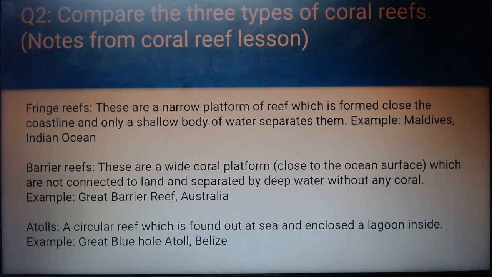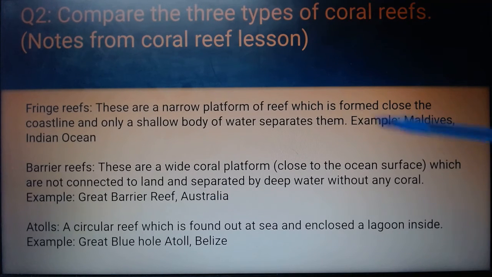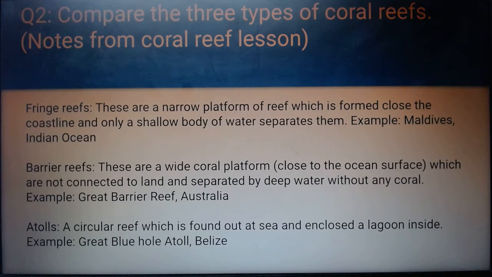Compare the 3 types of coral reefs. Now, I've just given a brief answer here, but there's lots of information. Again, I've included our examples. Examples are always a good indication of your understanding of something. So fringe, barrier and atolls are the 3 main types of reefs. We also looked at patch reefs and things like that.